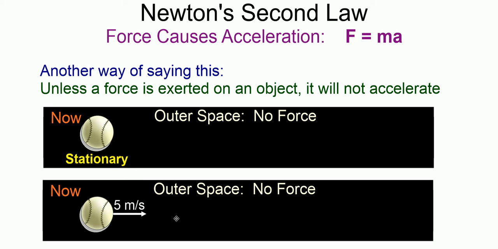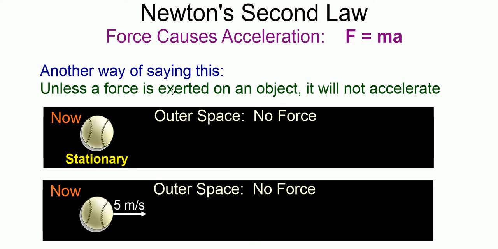Now, for the examples I'm using here, I've chosen outer space. That's because there are no telltale forces out there like friction and wind and things like that. So we have an object here, a softball. It's sitting stationary, not moving, and there is no force. We're going to see what happens to its motion later. Before I do that, though, we have another softball. Again, no force is exerted on it in outer space, but it is moving at 5 meters per second.